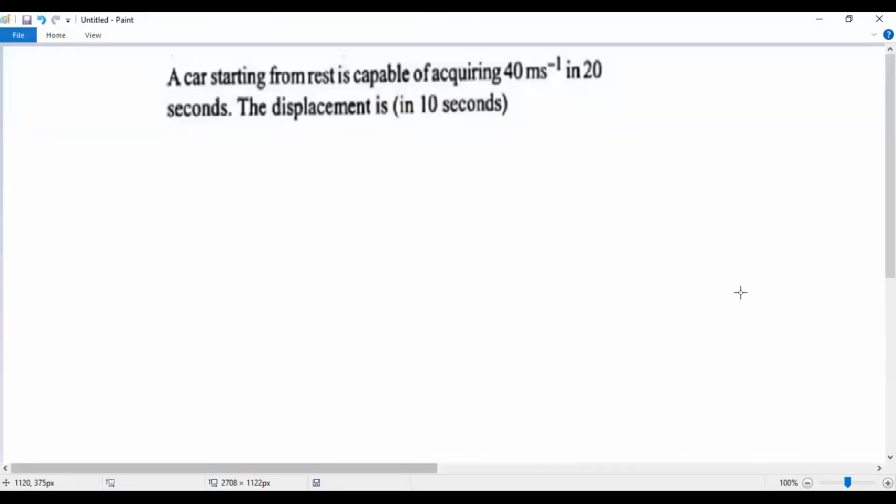Okay, so what this problem says: a car starting from rest is capable of acquiring 40 meter per second in 20 seconds. The displacement in 10 seconds, so we have to find the displacement in 10 seconds. So u is given as 0 meter per second, so we have to write u is equal to 0 meter per second. t will be 20 seconds.